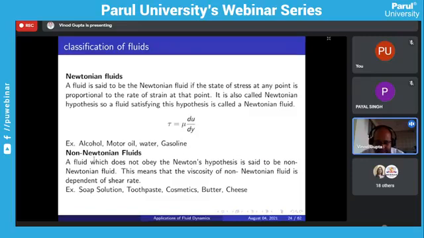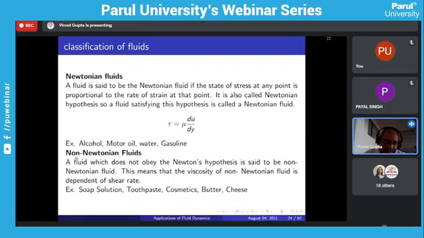Stress is when a force is applied to the fluid, then its tangential component is known as stress, and the normal component is known as strain. So stress basically works in the tangential direction when the fluid is flowing. Then the force between two adjacent layers of the fluid is called the stress. Right?